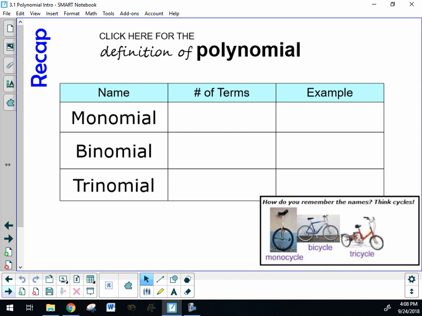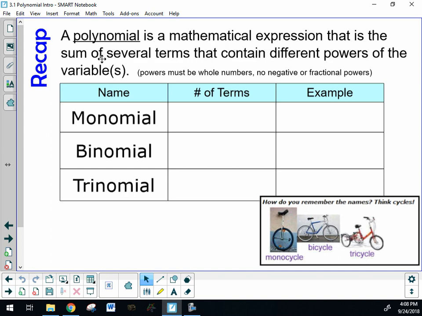So we talked about the definition of a polynomial. A polynomial is a mathematical expression that is the sum of several terms that contains different powers of the variables. So the powers for a polynomial are whole numbers. They have to be positive, they can't be negative, and they can't be fractions. They have to be whole numbers.